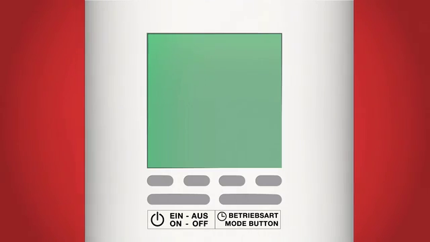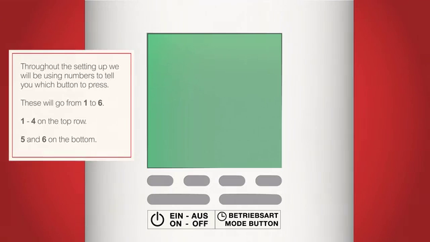This is your radiator keypad. It is located on the side of the radiator and will be used to change the radiator modes, turn the radiator on and off, and set up the automatic heating.